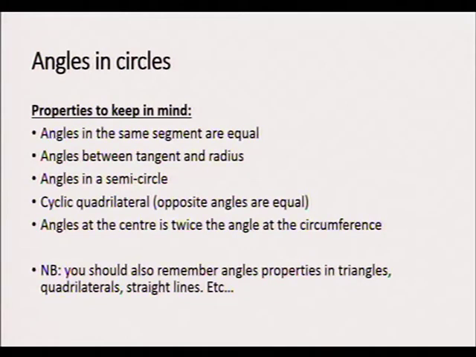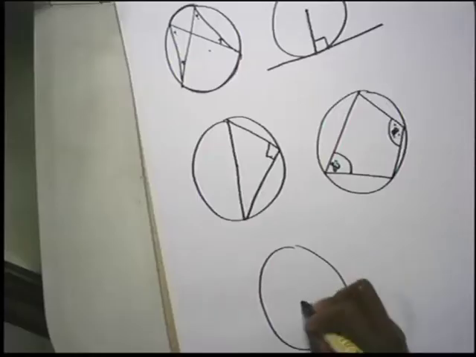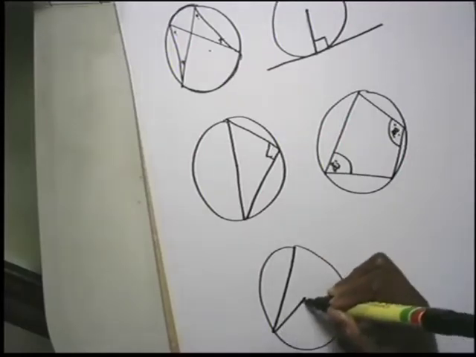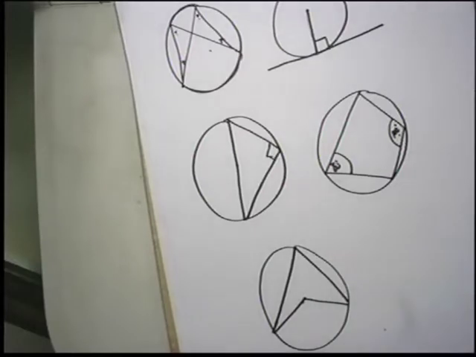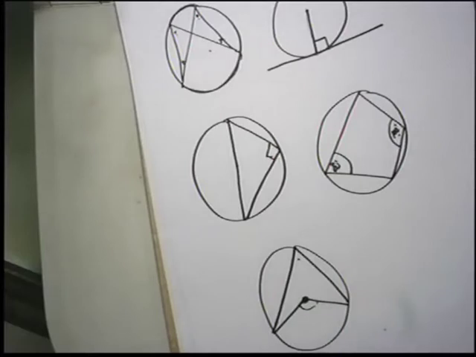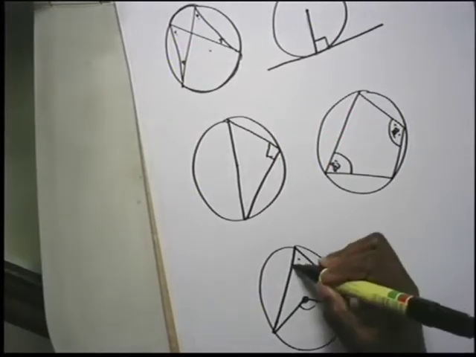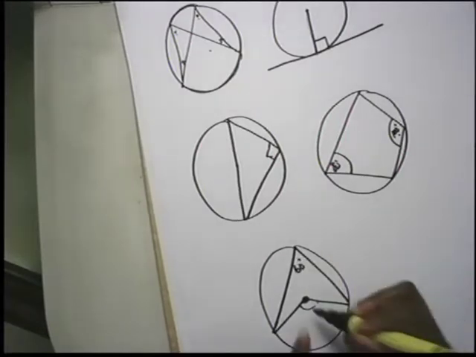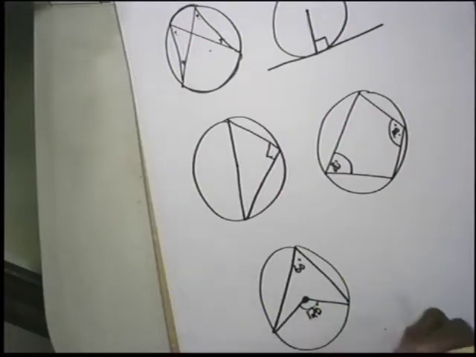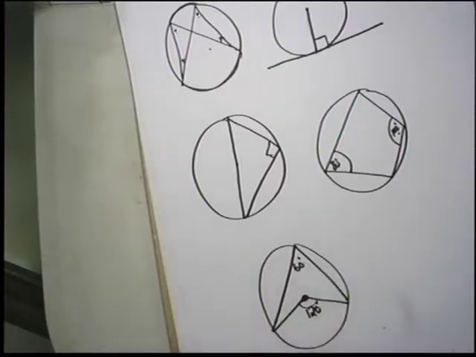If you have another circle here, then you just draw any angle, perhaps something like this. We have an angle at the center here. This angle at the center is twice the angle at the circumference. If this angle here is 60 degrees, this is going to be what? This is going to be 120 degrees. The angle at the center is twice the angle at the circumference in that one.